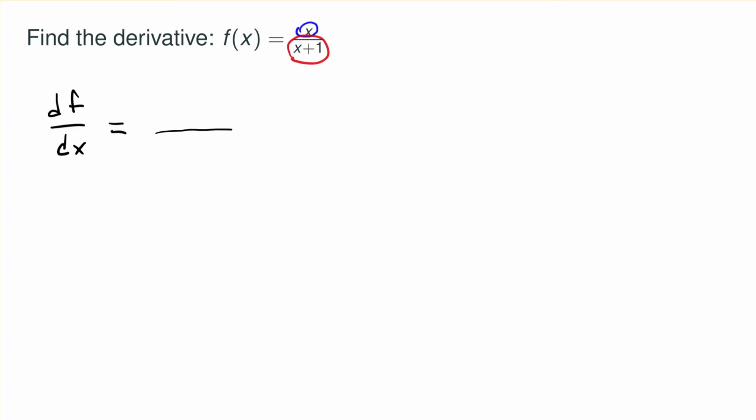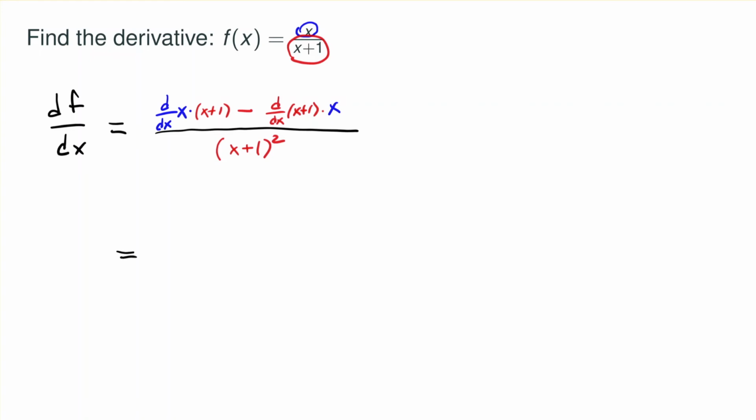So when we take the derivative of a quotient, we do bottom function square, and we take the derivative of top function times just the bottom function minus derivative of bottom function times the top function. So this is the quotient rule.